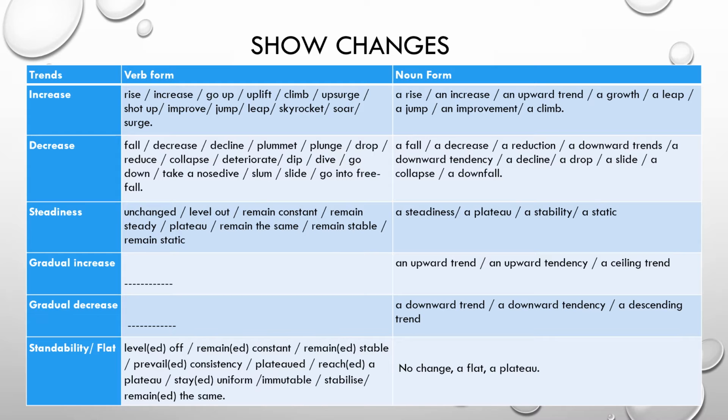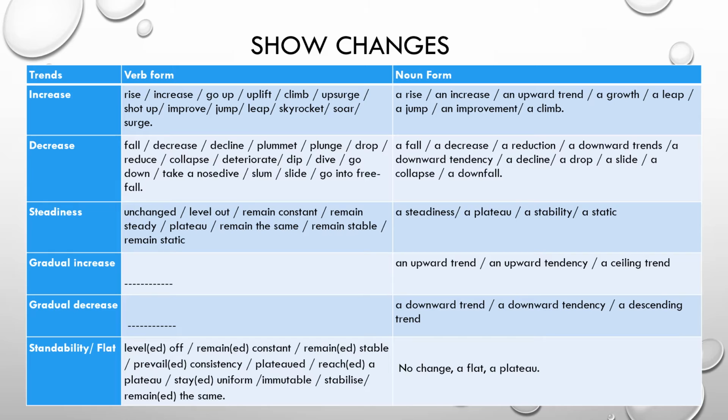And rather than using the word increase, I can use rise, go up, uplift, climb, upsurge, shot up, improve, skyrocket, soar, surge. Or if I'm using it as a noun, I can say an increase or an upward trend, a growth, an improvement. Moving on to the decrease, again I have different synonyms like fall, decline, plummet, plunge, drop, reduce, collapse, deteriorate, and similarly goes for the nouns, just using an article.